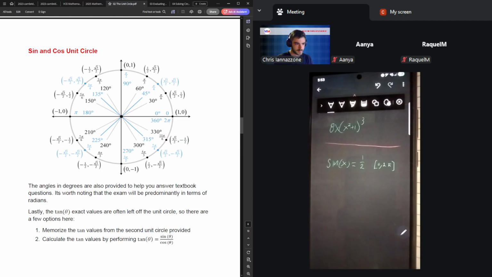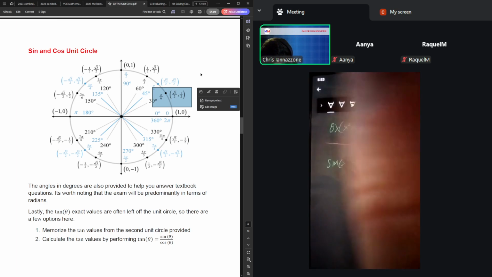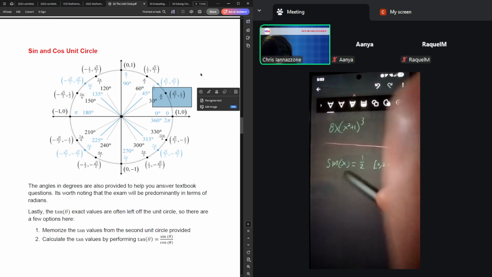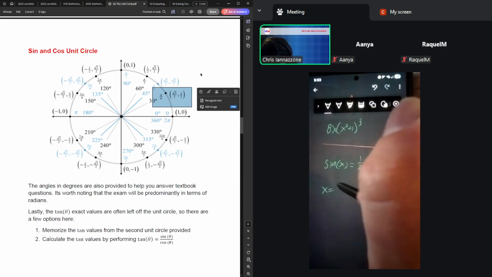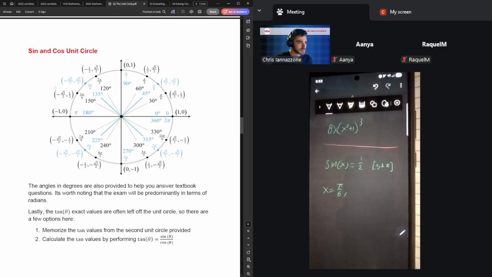Sine of x is a half when at pi over 6. Yep, pi over 6 is one of them. So if anyone's following along on the screen share, that'll be highlighted there. We've got the y coordinate being equal to a half at that spot. Yep. What else have we got? There's usually two solutions. 5 pi over 6 as well.